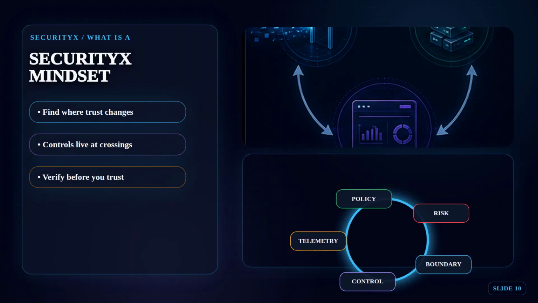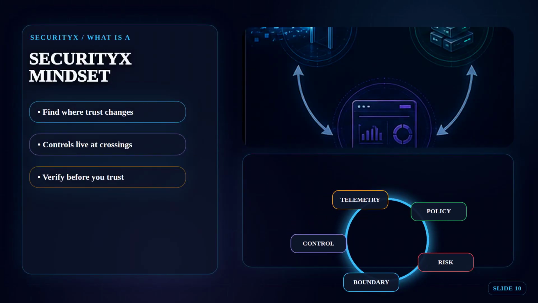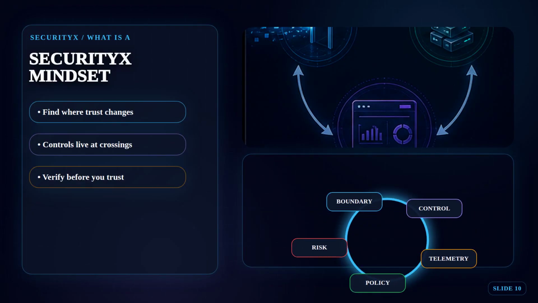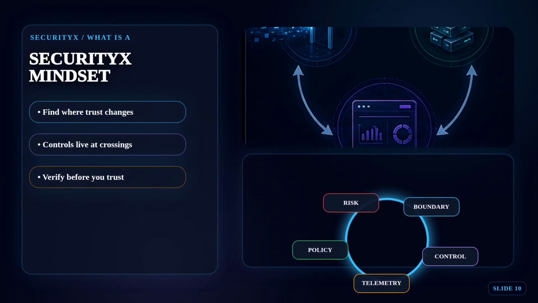For SecurityX, trust boundaries are not just lines on a diagram, they are decision points. Find where trust changes, understand what crosses, and place controls where assumptions become dangerous.